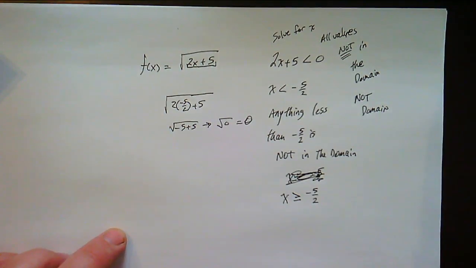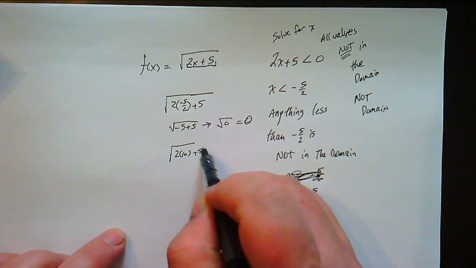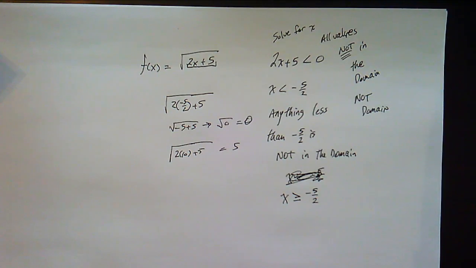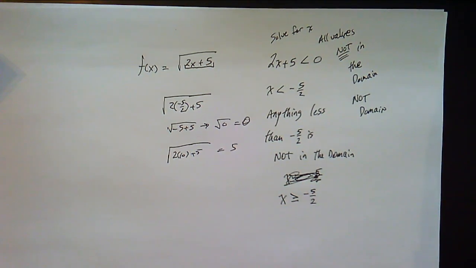And then, of course, everything larger, like, say, 10. So if you did 2 times 10 plus 5, well, that's 25. Square root of 25 is 5. That works, see? So anything greater than or equal to this would be in the domain. So the domain is all numbers greater than that. There's lots of different kinds of notation styles that we can use to write those answers, but we're just going to do it like that for right now.